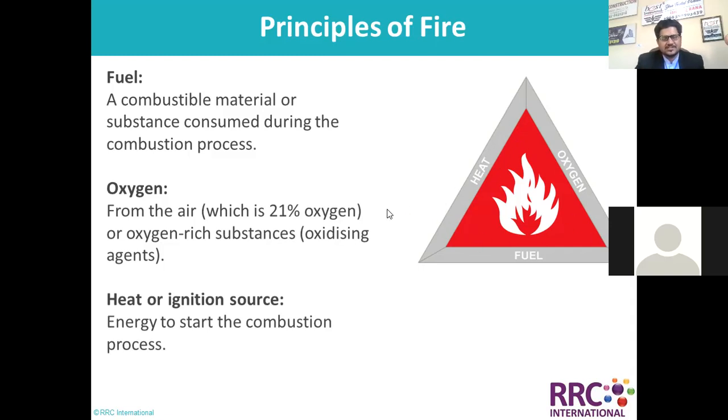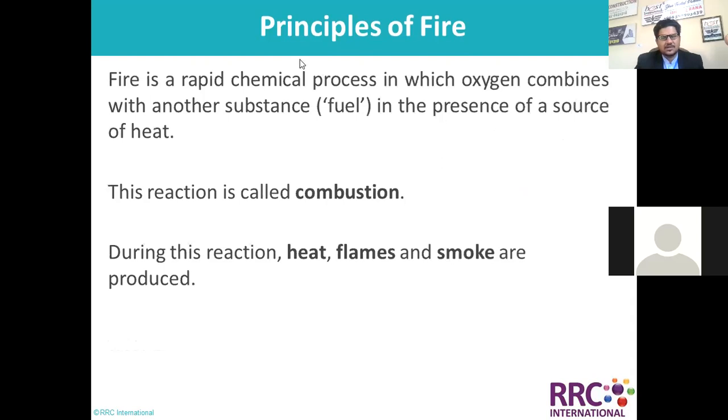And I hope, mashallah, your basic knowledge is excellent. You guys are amazing, mashallah. Now, principles of fire. Fire is a rapid chemical process in which oxygen combines with another substance, that means fuel, in the presence of a source of heat. So all have to meet together. Then there would be a reaction, and that reaction is called combustion. During this reaction, heat, flames, and smoke are produced.